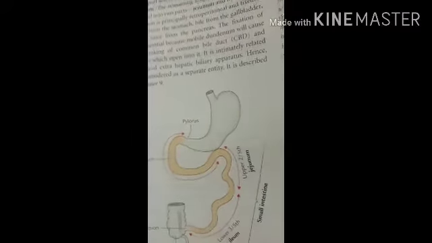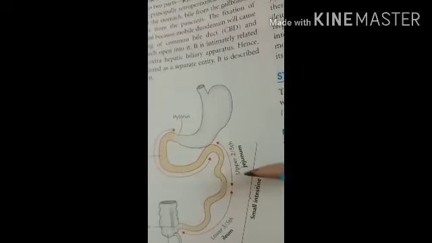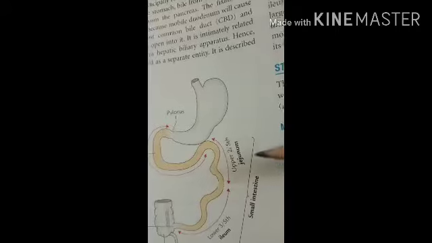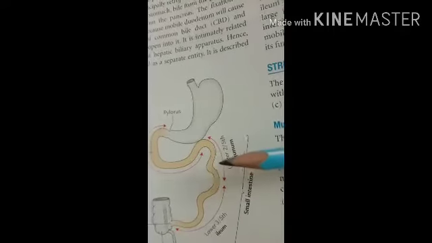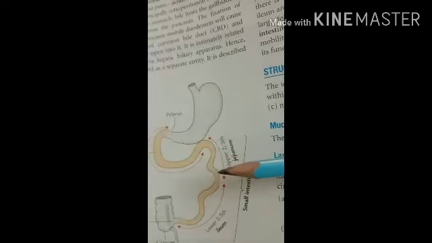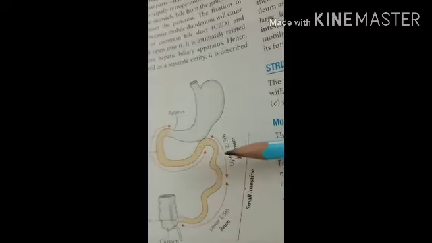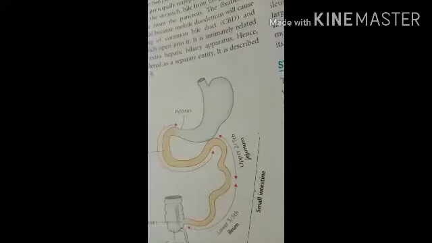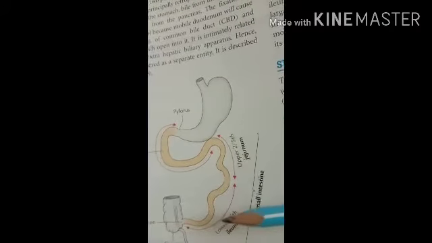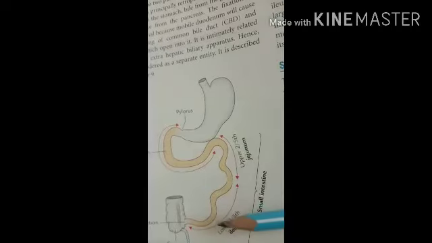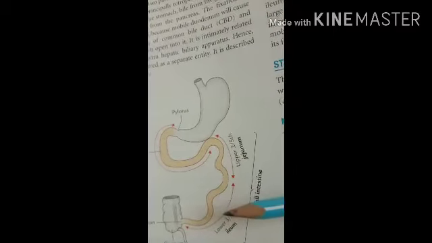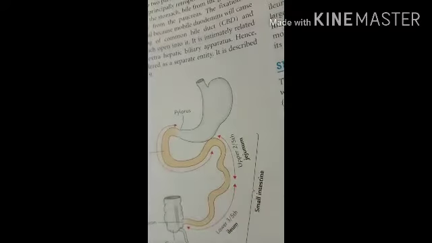Okay, then the relations of the mesentery with the jejunum and the ileum. So the mesentery related with the jejunum has windows present, fat is less abundant, and the vasa recta are longer and fewer. Okay, and in the case of the ileum, no windows are present, fat is more abundantly present, and the vasa recta are shorter and more numerous.